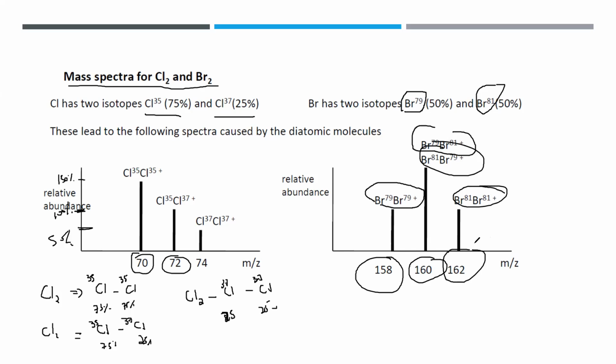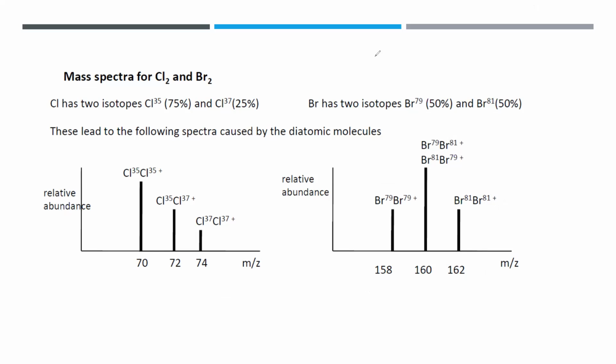So why are there 3 peaks? Because the combination of the atoms which are present have different atomic masses. This results in different peaks. So you have to learn this mass spectrum for chlorine and for bromine.